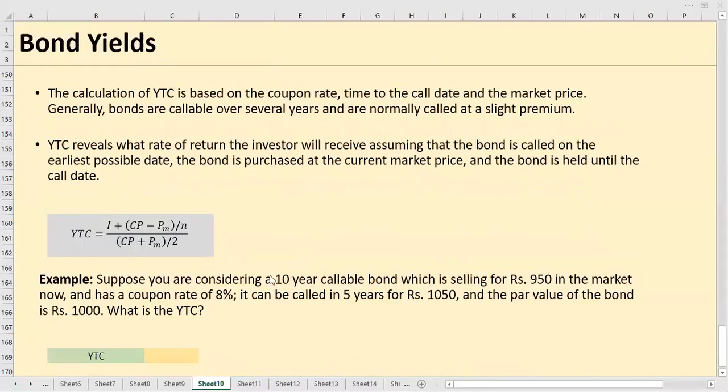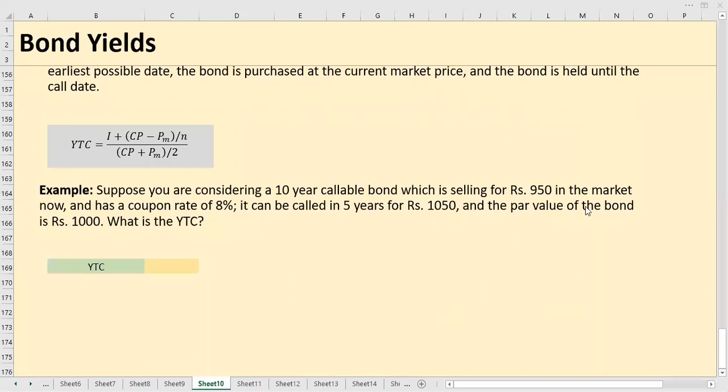Now just take the same example here. Suppose you are considering a 10-year callable bond, which is selling at 950 in the market. It has a coupon rate of 8%. It can be called in 5 years at 1,050 rupees. And the par value of the bond is 1,000 rupees. What is the yield to call?